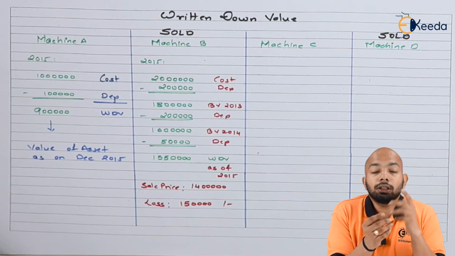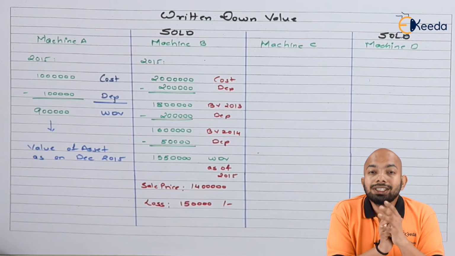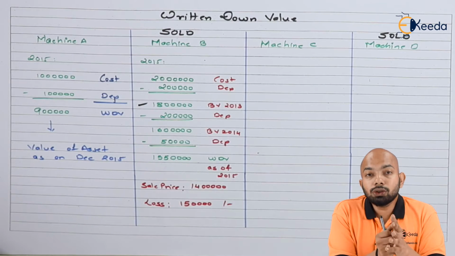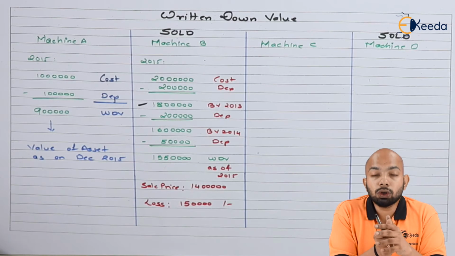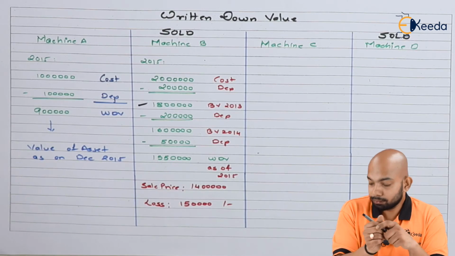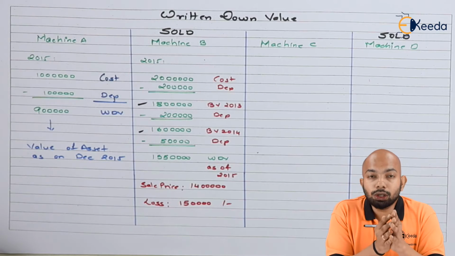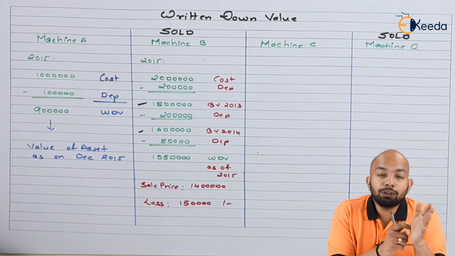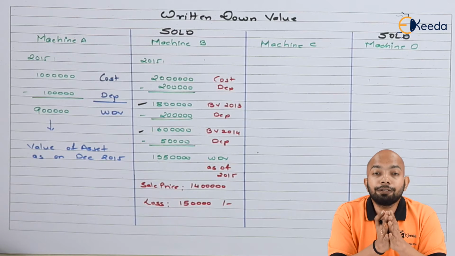Now for machine B, the cost was 20 lakhs. Depreciation for the year 2013 was 2 lakh rupees. So the book value is 18 lakh as of 2013. Now in the year 2014, again further depreciation of 2 lakh was subtracted. So the book value which was left as of 2014 was 16 lakh rupees. Now in 2015, when it was sold out, the depreciation was calculated as 50,000. So 50,000 has been subtracted from the book value of 16 lakh and we got the final written down value as 15 lakh 50,000.